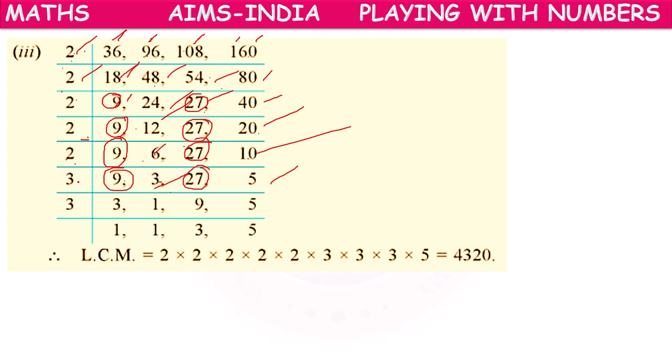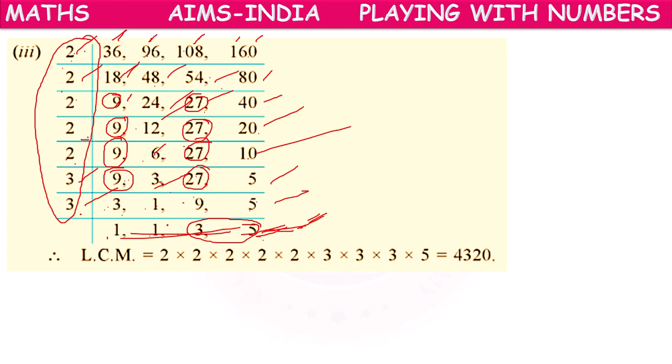After 2, what is the biggest number? 3. With 3: 3 times 9, 3 1 is 3, 3 9 times 27, 5 is not divisible, same. Again divisible by 3: 3 1 is 3, 1 same, 3 times 9, 5 same. So here 1, 1, 3, 5, they are not divisible by any common factor.